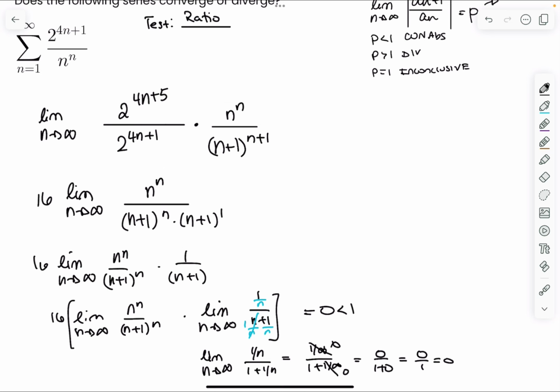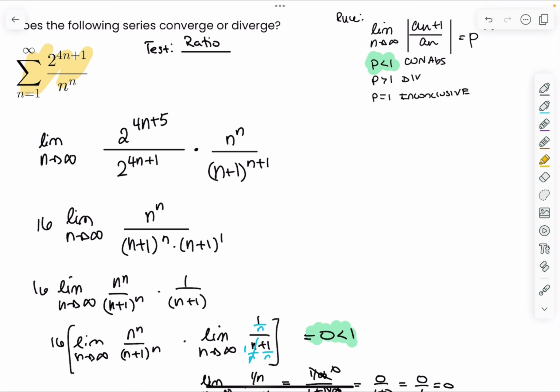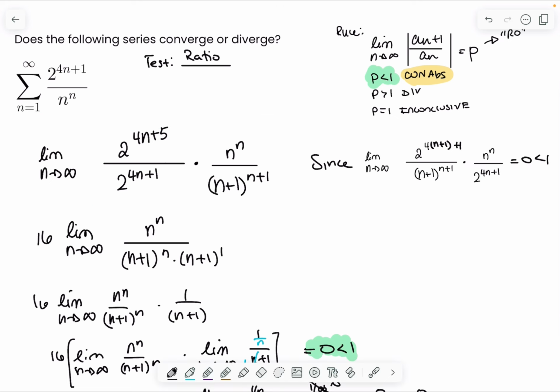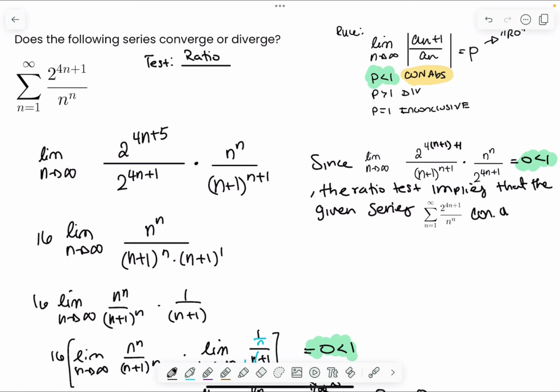And 0 is less than 1, meaning rho is less than 1. That means that this series converges absolutely. Let's get to our conclusion. Since the first limit that you write is equal to 0, which is less than 1, comma, the ratio test implies the given series converges absolutely.